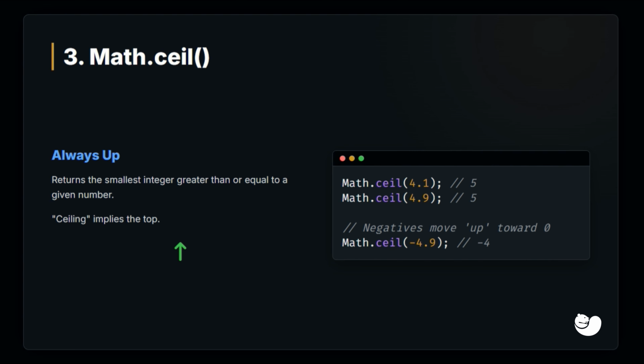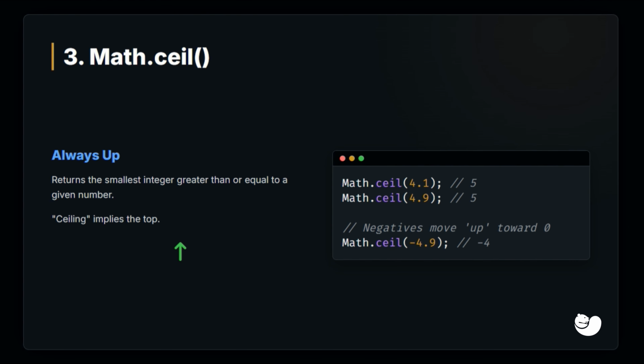The opposite counterpart to the floor function is Math.ceil, short for ceiling. This method adopts an optimistic approach, always rounding the number up to the smallest integer greater than or equal to the input. Even if the fractional part is a tiny non-zero amount like 0.001, Math.ceil will elevate the entire number to the next step. For example, 4.1 becomes 5.